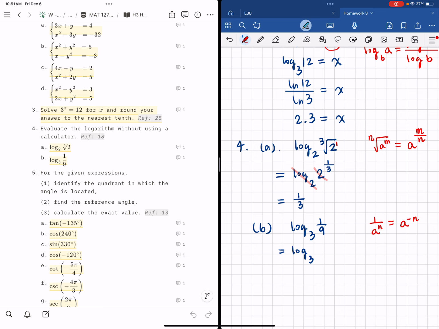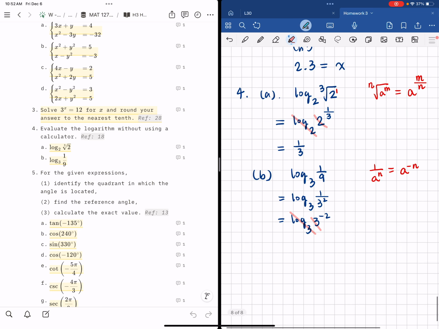And then in this case, I can rewrite the number inside as 1/3 squared, right? And then I can apply the formula that I just wrote over there to convert this fraction inside into 3 to the negative 2. And now I can cross out the inverse operations, log base 3 and exponents of 3. They cancel out. We get negative 2.